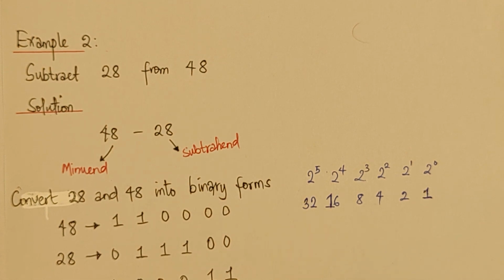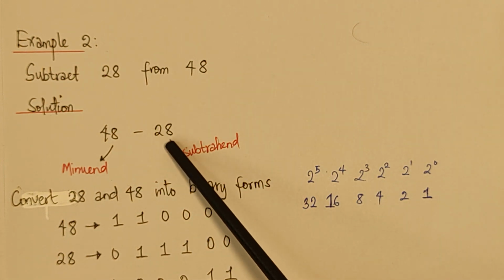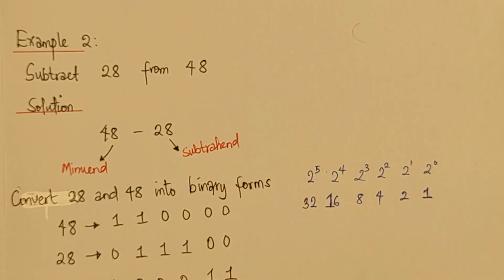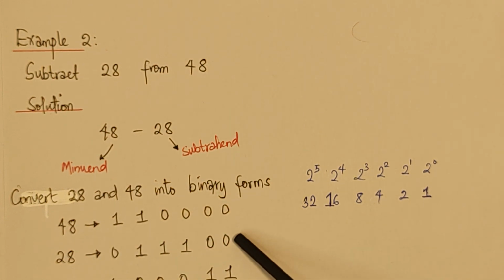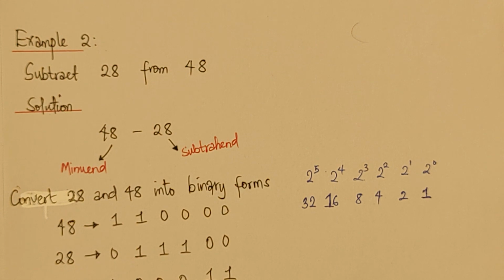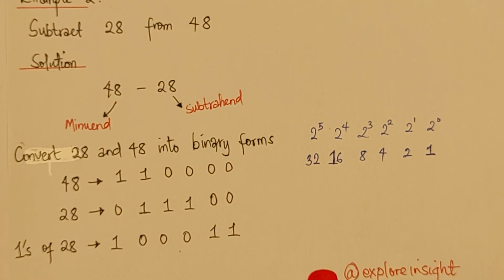Now, the next thing we need to do, which is now properly our step 1, is to find the 1's complement of the suprahand. Remember, the suprahand here is 28. For the 1's complement, the rule says whatever value you have for 28, you're going to take the opposite bits. What does that mean? It means where there is 0, you change to 1. Where there is 1, you change to 0. So this place where we have 0, 0, 0 will be 1, whereas where we have 1, 1, 1 will be zeros. So our first complement of 28 will be 1, 0, 0, 0, 1, 1.